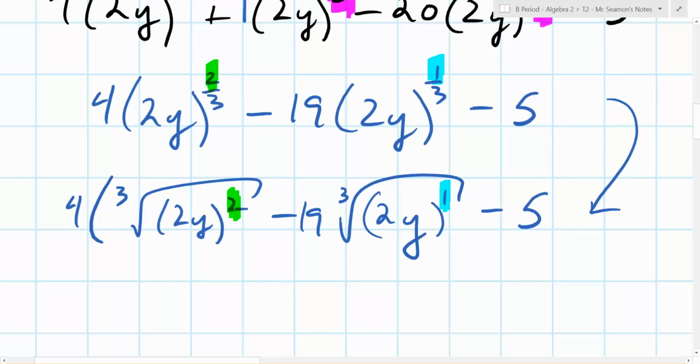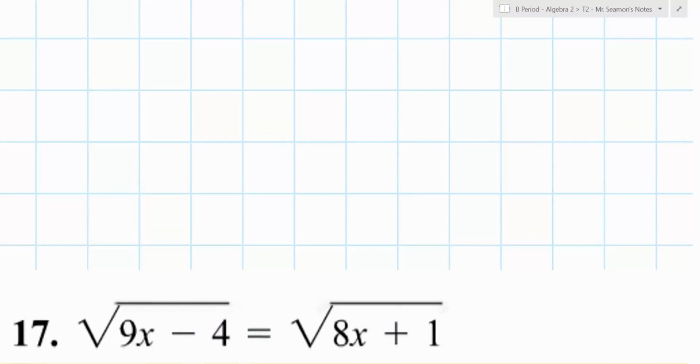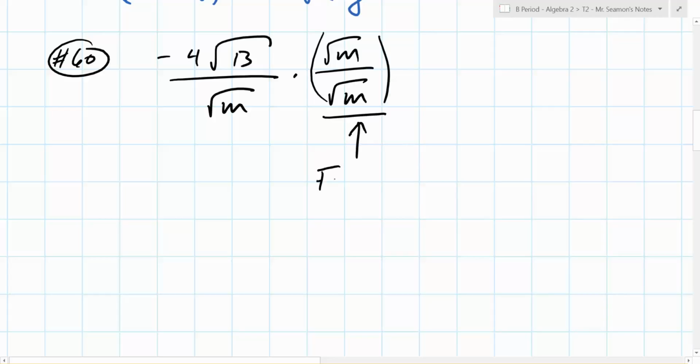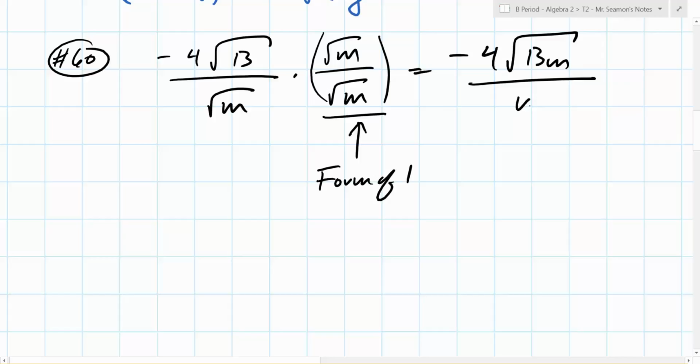Does that make sense? Okay, so Noah, you asked about number 60. The denominator. So what do we multiply this by? Square root of m over the square root of m. Why are we allowed to multiply by this? Because this is what? A form of 1. So what does this equal? Negative 4 times the square root of what? 13m. Yep. All over m. Because the square root of m times the square root of m is what? M.